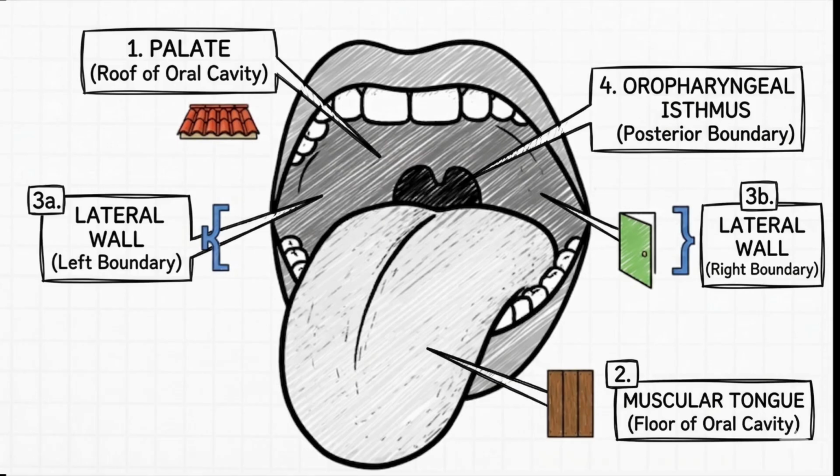In fact, when your mouth is closed, this whole space is pretty much filled by the tongue. Just like the vestibule, this space is defined by its boundaries. The roof is the palate. You've got the bony, hard palate up front, and the soft, muscular palate in the back. The floor is the muscular tongue and the tissue right underneath it.